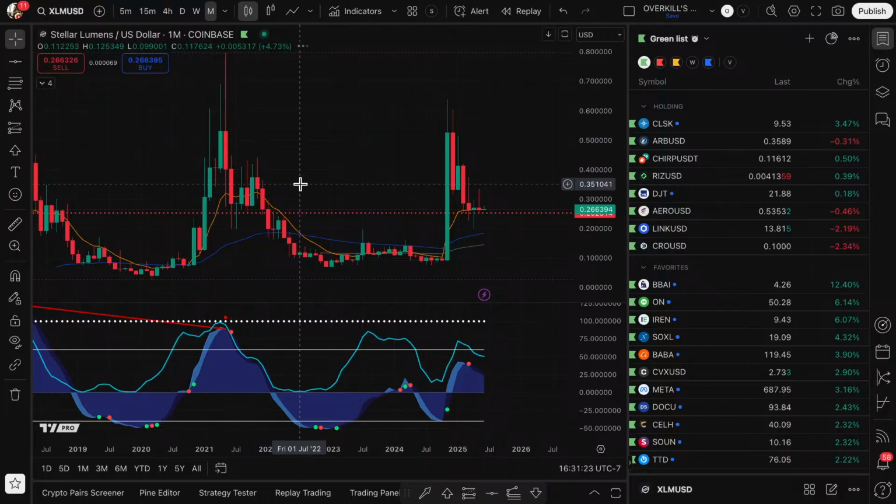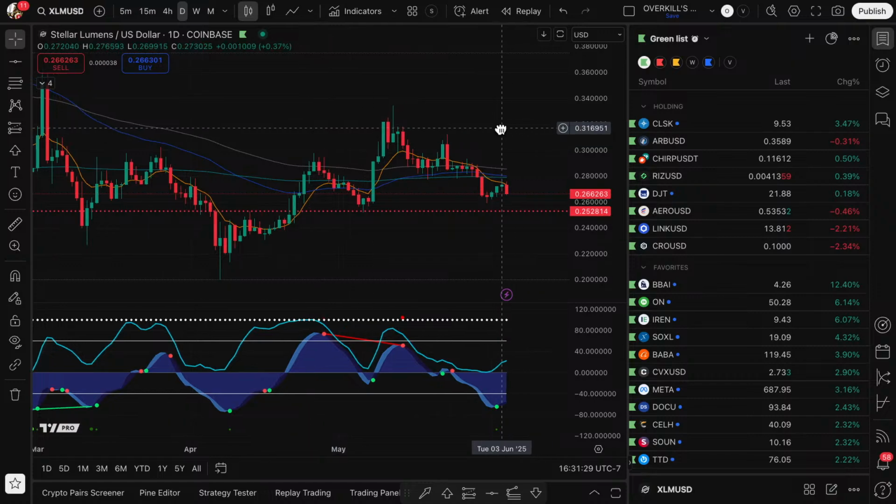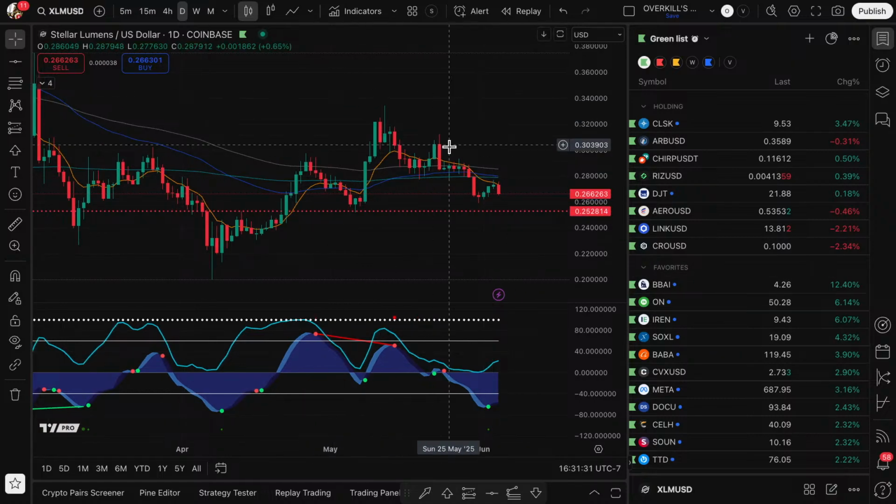The charts are just looking way too bullish right now for nothing to happen here. These setups are just beautiful. So XLM 25 cents is the level you want to watch.